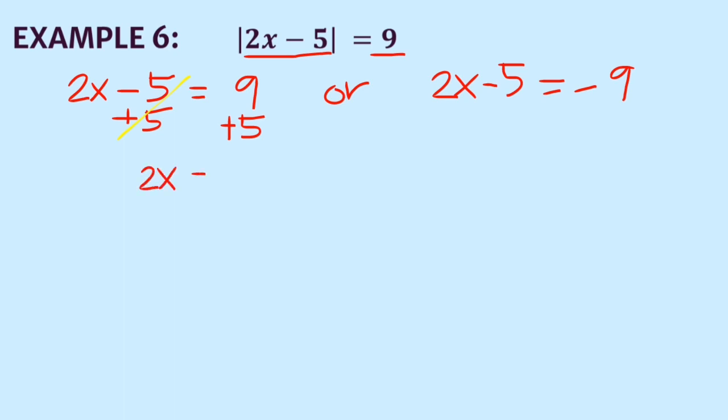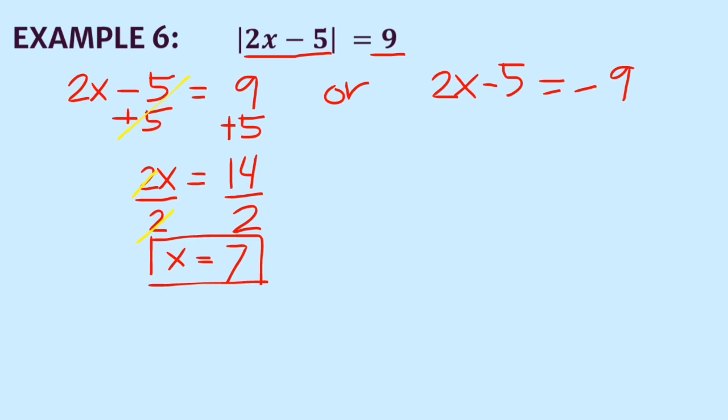So what is 9 plus 5? It is 14. Now, is this our value of x already? No. We still have to divide this by 2. Now, this can be cancelled out. Okay, let's have another color. This will be cancelled out because 2 divided by 2 is 1x, or simply x. And 14 divided by 2 is 7. So we now have x equals 7.